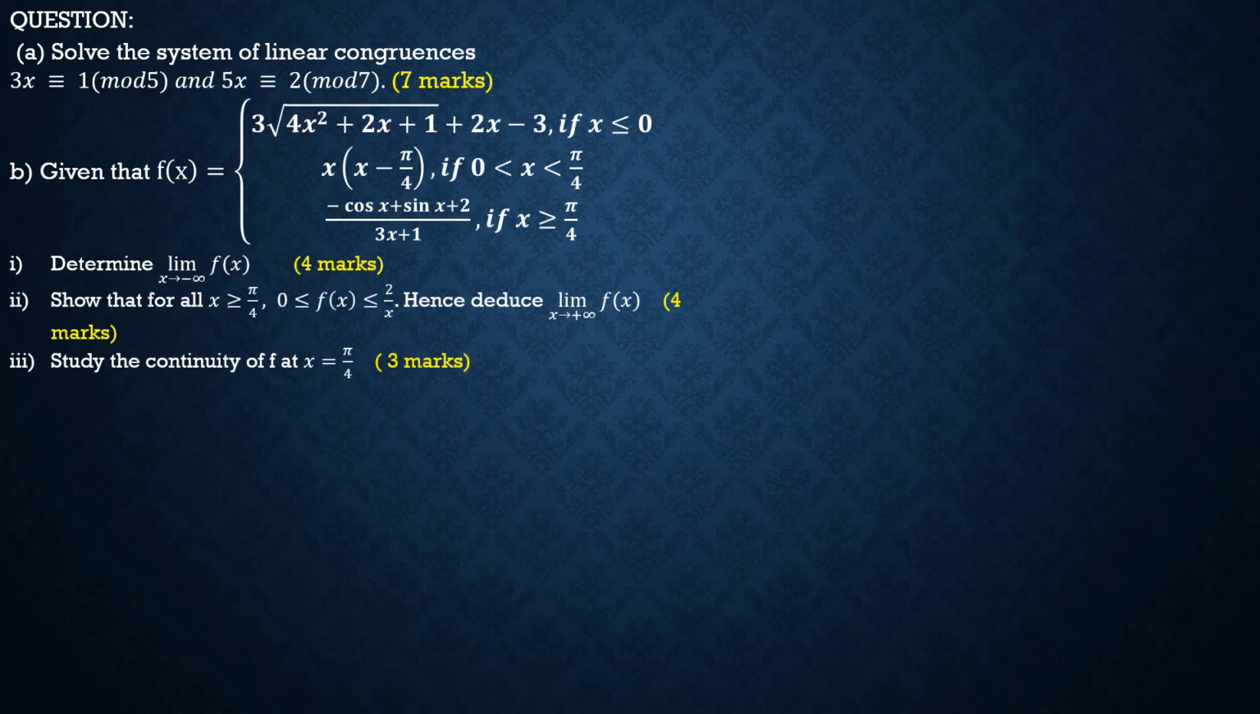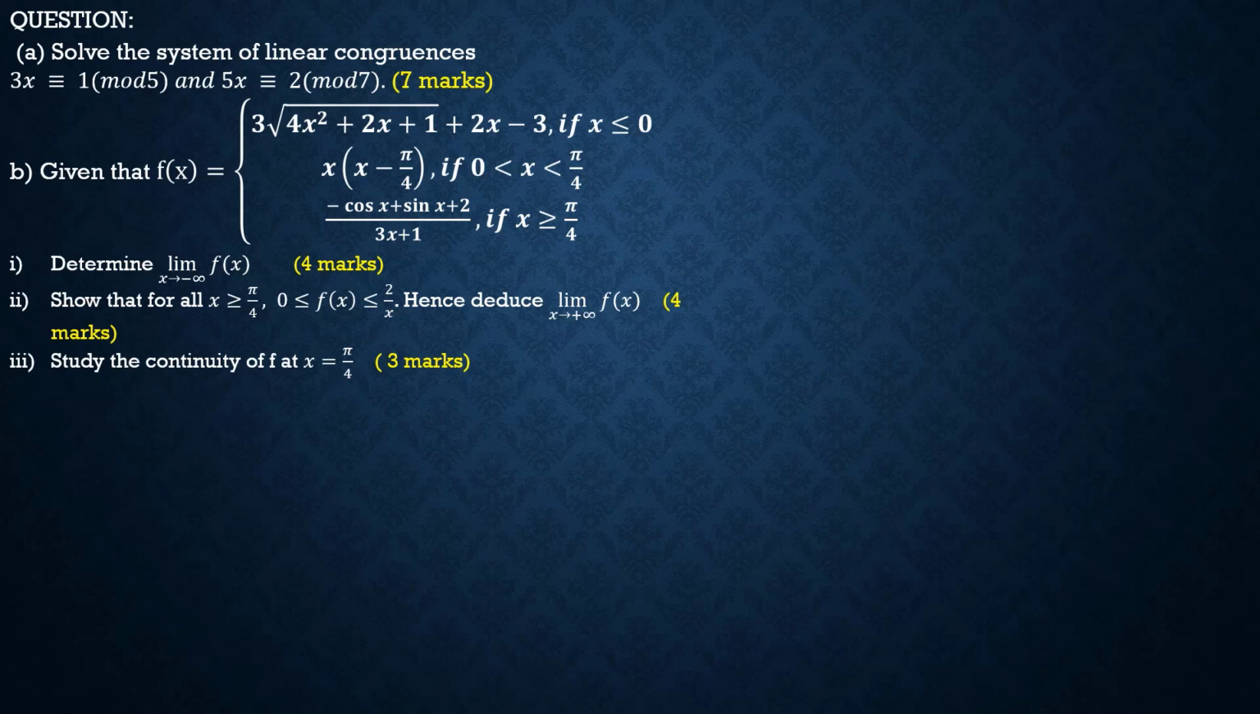Now the question says, Roman 1, determine the limit as x approaches negative infinity of f of x, 4 marks. Roman 2, show that for all x greater than or equal to pi on 4, f of x lies in between 0 and 2 on x inclusive, and hence deduce the limit of f of x as x approaches positive infinity. And lastly, study the continuity of f at x equal to pi on 4, 3 marks. So you can pause the video and give it a try, then come back and verify your solutions.